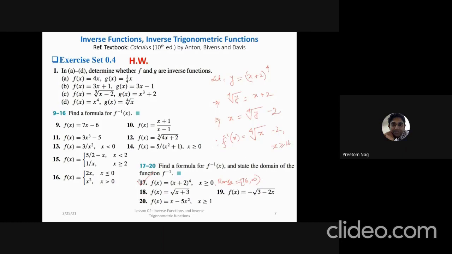State the domain of the function f inverse. So the domain of f inverse is equal to 16 to infinity, which is the range of the original function f. Did you all understand? Yes, sir. Okay, so I hope now you will be able to follow, you will be able to solve other problems.